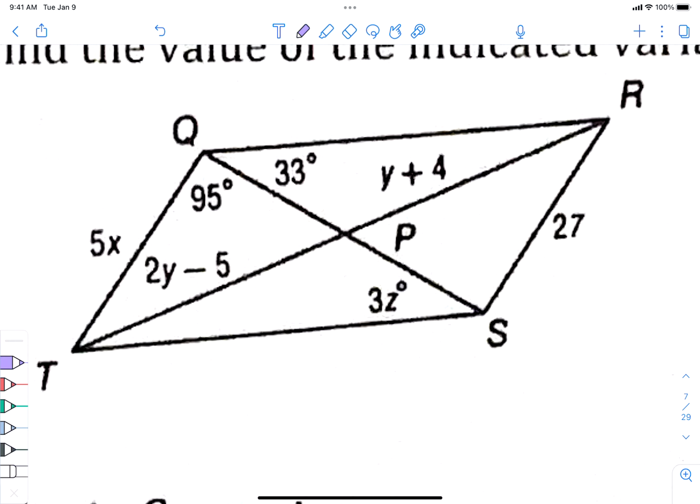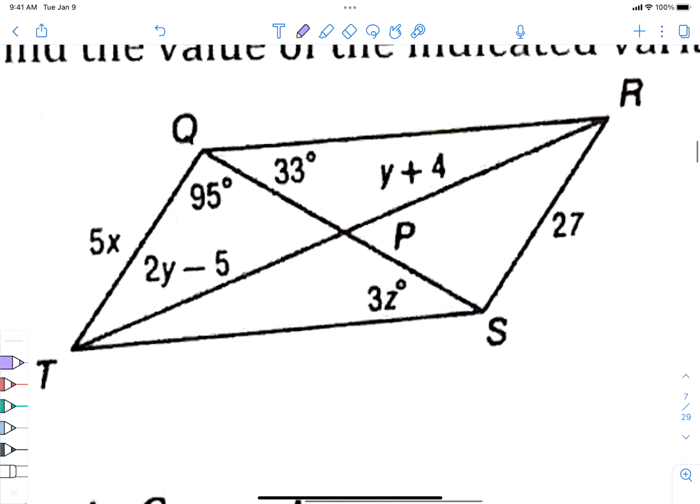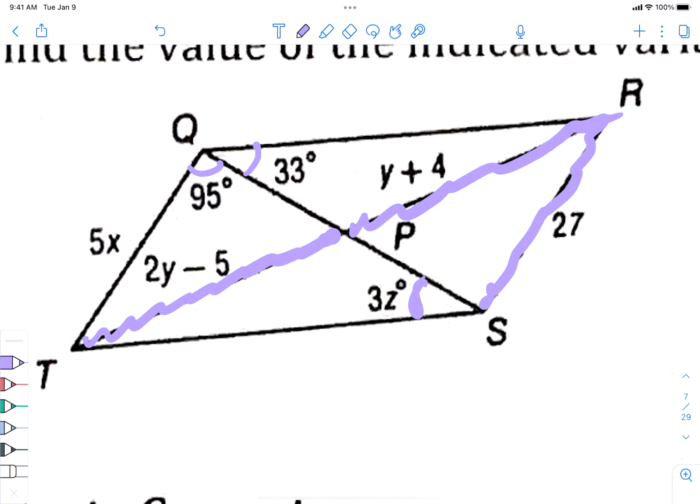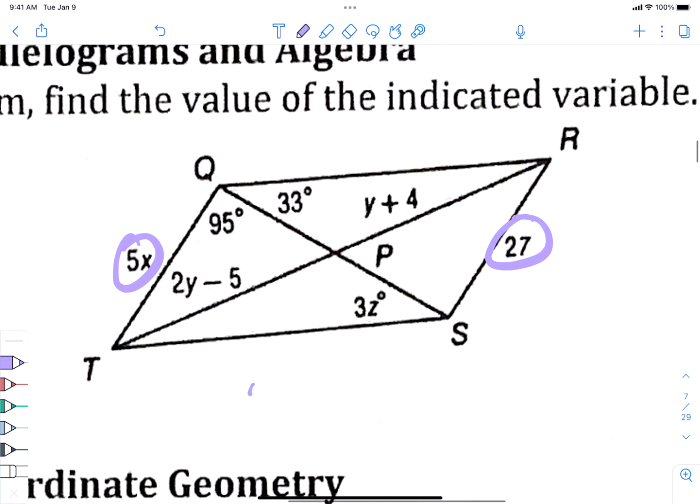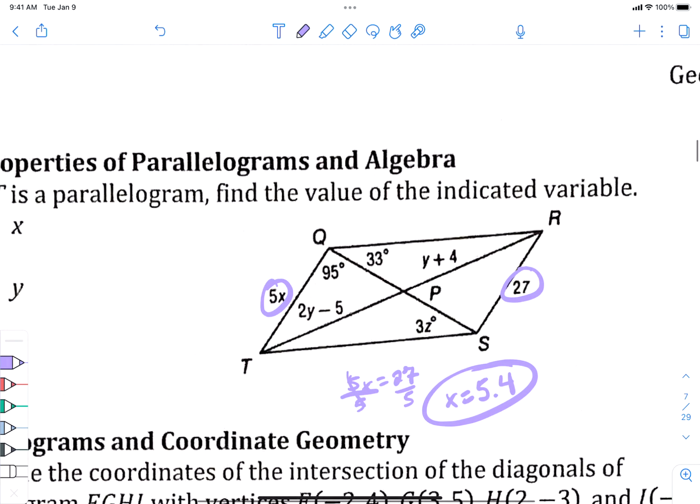Let's locate x first. Oh, wait. Just look up on my diagram so we can see. 33 is this, 99 is this, 2y minus 5 is this, y plus 4 is this, 3z is this, 27 is this, and 5x is this. Do you see how that works? 27. Okay. So 5x, Jalen says, is the same as 27 because the opposite ones are the same. So I'm just going to say 5x equals 27. And it doesn't come out nicely, but that's okay. 27 divided by 5 is 5 and 2/5, right? So 0.4. 5.4 is what x is.